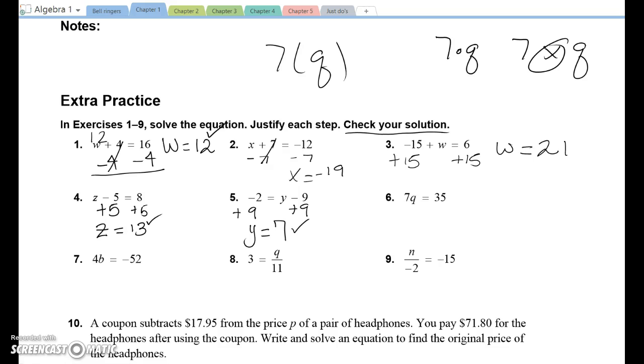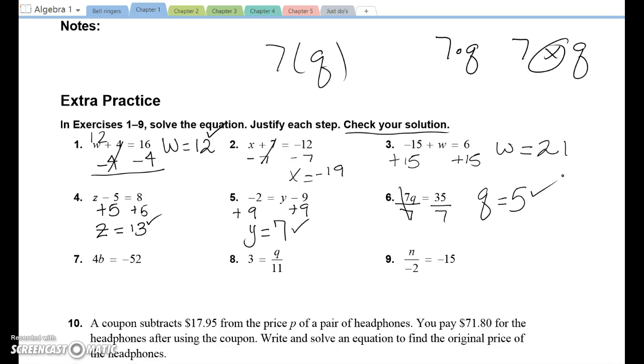So to undo multiplication, the opposite of multiplication is division. So I'm going to divide by 7. I'm going to divide both sides, but you got to keep it equal. Keep that scale balanced. So 35 divided by 7 is 5. So recheck, 5 times 7 is 35. You did good.